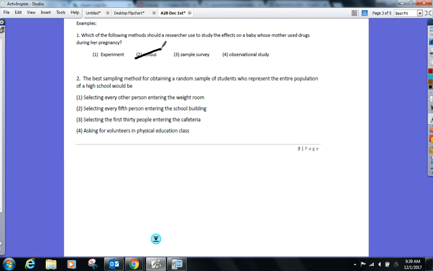And can we get rid of another one here? Yeah, experimental. Okay, can we get rid of that one? I'm not going to divide them up. All I'm doing is a study on babies whose mothers used drugs. So their mother used drugs, what's the effect on the babies?